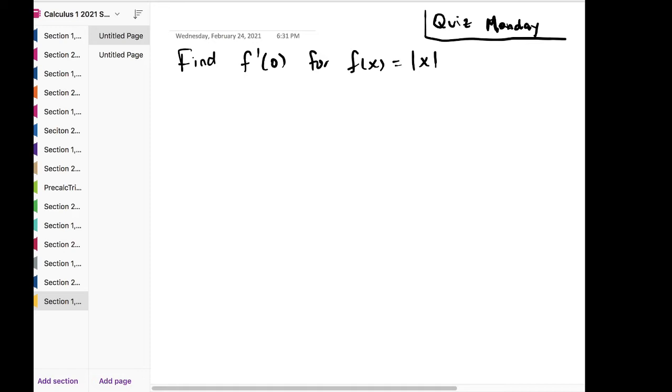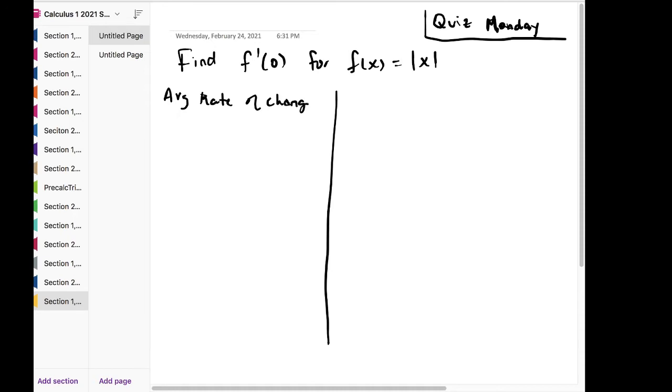So let me ask you, do you remember what method you prefer for the derivative? We mainly did the average rate of change definition. But one that we did early on in the class was the difference quotient. They're both valid. Sometimes one is easier than the other.